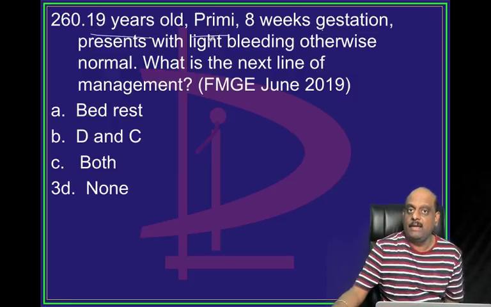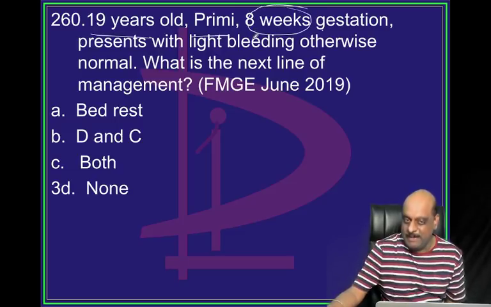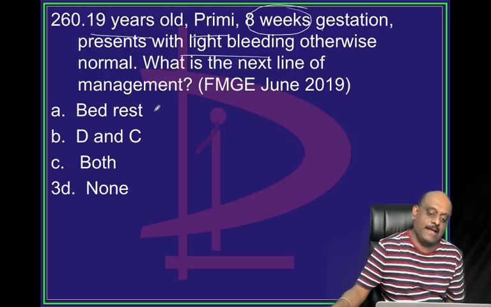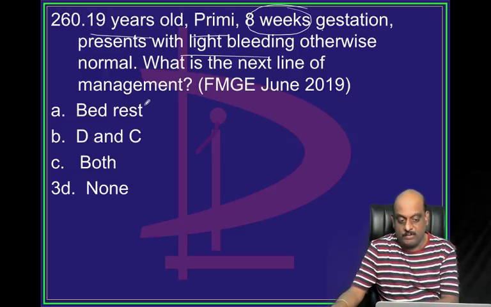A 19-year-old primigravida, 8 weeks of gestation, first trimester bleeding. Light bleeding is there. What is the next thing that you want to do?